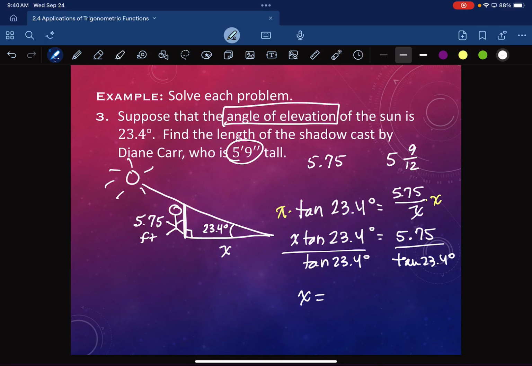Okay, so if we take 5.75 and we divide this by the tangent of 23.4 degrees, what do we get? We'll do 2 decimals on the length as well, just because that's what we were doing on the previous problems and they weren't giving us any more information on this one, so we'll go ahead and use that. What do you get? 13.29. 13.29 feet. And if you were doing it in inches, it would be that number basically times 60.